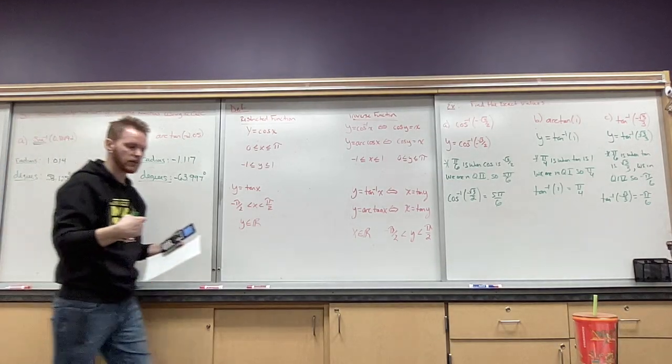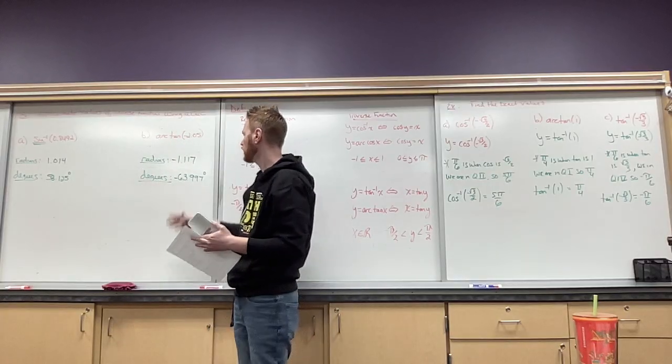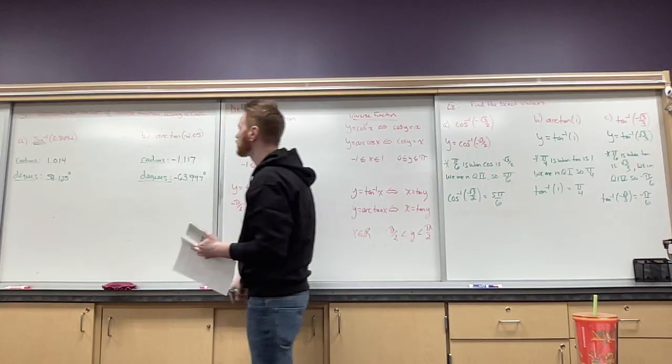Now remember what the negatives indicate. The negative indicates that we're not going counterclockwise but clockwise. We're going the other direction. So we're looking at, in this case, we'll be in quadrant 4. This case will be quadrant 1, and so forth.